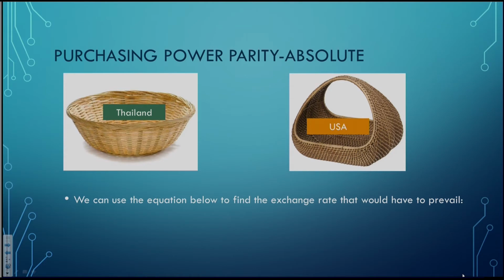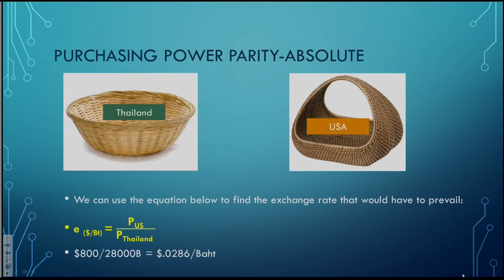Again, remember what we're trying to do. We're looking for an exchange rate that would allow us to buy the same bundle in both countries. Well, let's go back to the equation that we've learned. So we can use this equation to find the exchange rate that would have to prevail in order for us to buy the same bundle in the two countries. All we have to do is plug in the prices. So remember, the exchange rate simply equals the price ratio.